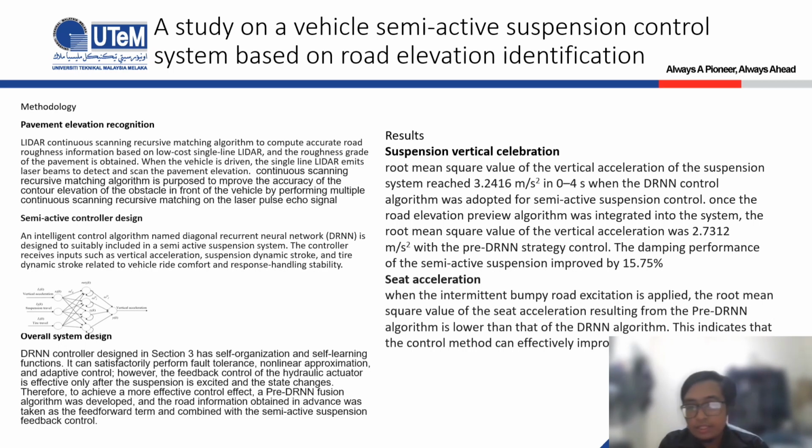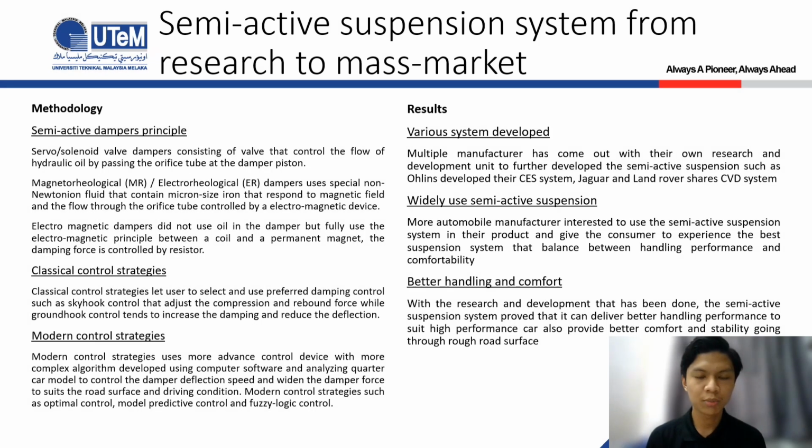So, the second result is the seat acceleration. When intermittent bumpy road acceleration is applied, the root mean square value of the seat acceleration resulting from the pre-direct algorithm is lower than that of the direct algorithm. This indicates that the control method can improve the ride of the vehicle. So that's all for me. Thank you.